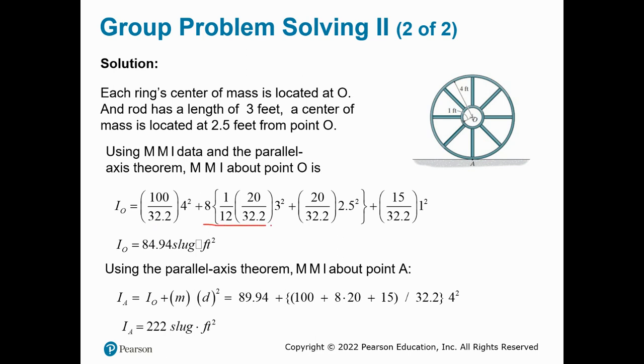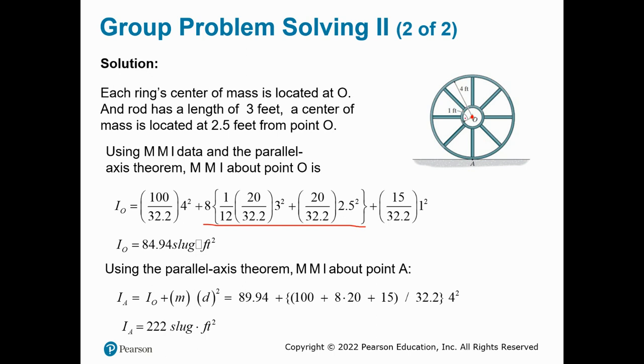And then this portion is the rod. We have 8 of them, and it's 1 over 12 times 20 over 32.2, that's the mass. The first portion is 3 squared, the length squared, 3 feet squared. And the second portion is how far you are away from the center. We're doing it from the center because it's symmetric about the center, and we're using the parallel axis theorem about point A.